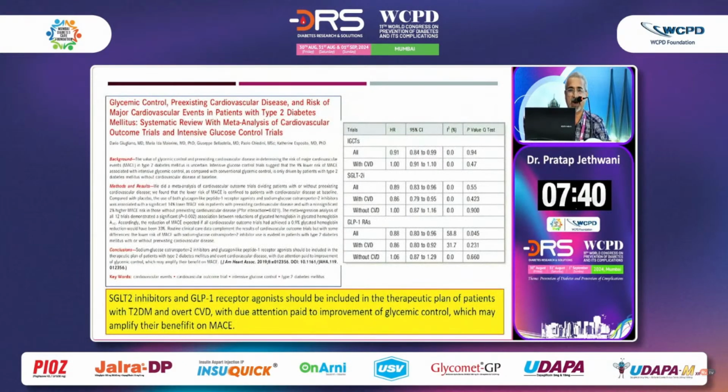The same has been highlighted in another paper, a systematic review with meta-analysis of CVOT trials and intensive glucose control trials. All these trials have suggested that SGLT2 inhibitors and GLP-1 agonists should be included in the therapeutic plan of patients who have type 2 diabetes and overt CVD. But at the same time, you should also focus on improving glycemic control, because that will help you amplify the benefits for these patients as far as reduction in cardiovascular events is concerned.